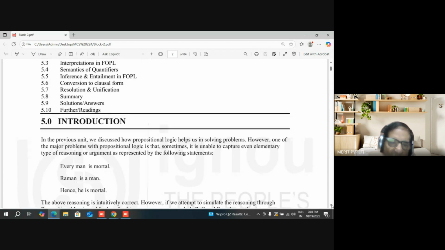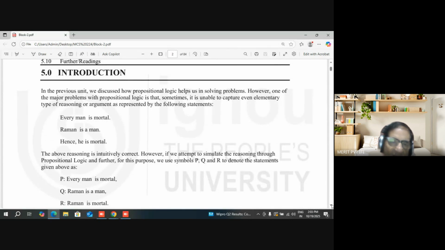Every man is mortal, Raman is a man, hence he is mortal. Look, we did every man is mortal. Existential X mortal. That fellow is human, so human is mortal. So every man is mortal, Raman is a man, hence he is mortal. All men are mortal, therefore Raman is a man, therefore he is also mortal.